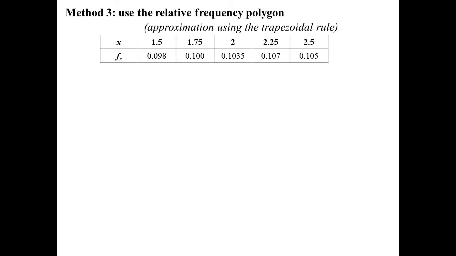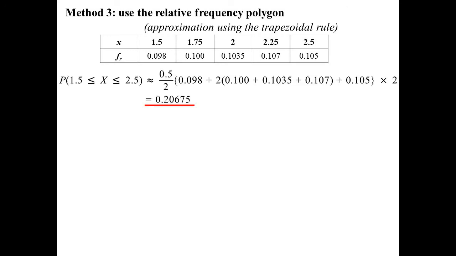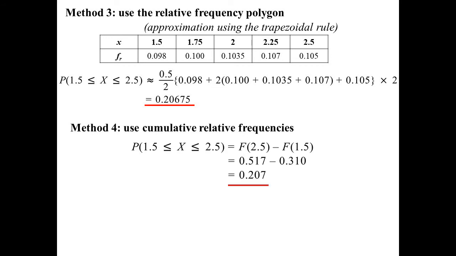0.207. We could use the frequency polygon, so again, estimating using the trapezoidal rule, come up with a slightly different answer on that one. We could use cumulative relative frequencies, again using that idea of, I'll go 2.5 and subtract the 1.5, leaving me with in between 1.5 and 2.5.